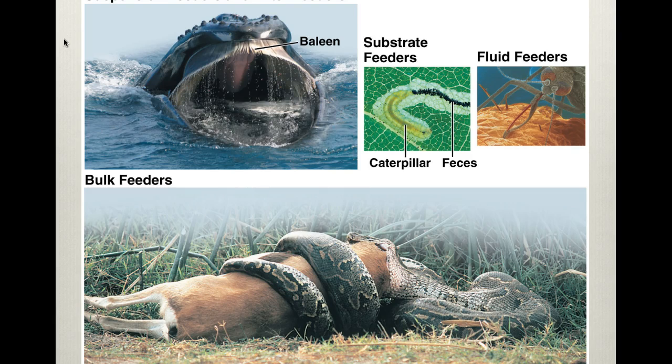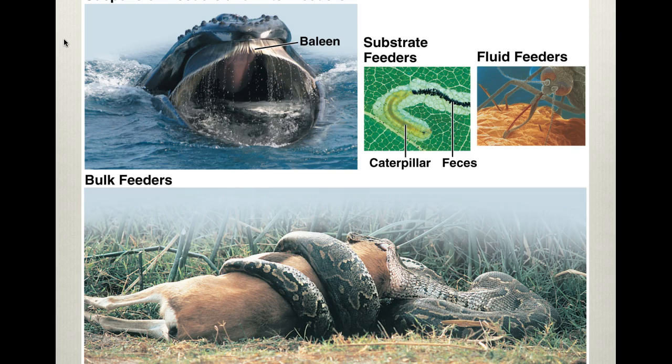Another type is a substrate feeder. This is an organism that usually lives on a food source. So something like a caterpillar eating a leaf, it's going to hang out and pretty much stay on the leaf, or at least very near the food source.